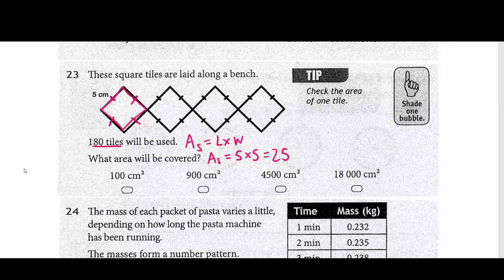Now 180 tiles are going to be used. So what we can do, we can use our calculator and type in 180 times 25, which gives us 4,500 square centimeters.